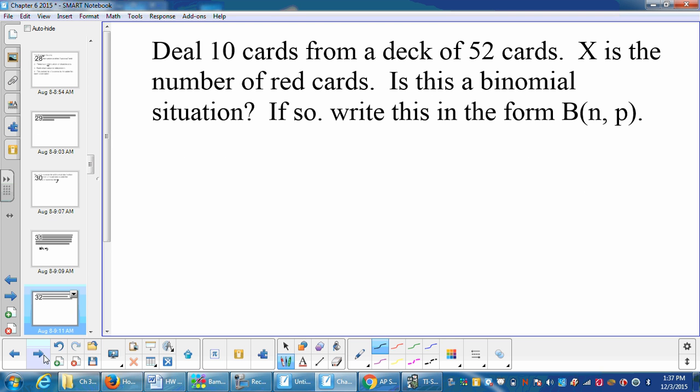Let's try another one. If we deal 10 cards from a deck of 52 cards, and X is the number of red cards, is this a binomial situation? Now, you're dealing 10 cards, so it's a fixed number. You have success, red card, black card, so that fits. What this doesn't fit is independence, or the probability staying constant. The probability is going to change with each card that comes up. So if you deal one card and it's red, that's going to change the probability that the next card is going to be red. So we can't say that this is an independent situation. So we're going to say no.